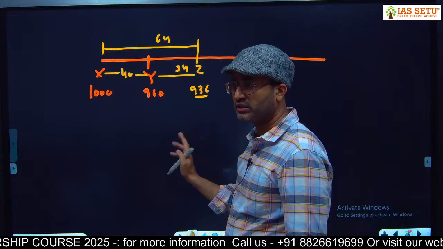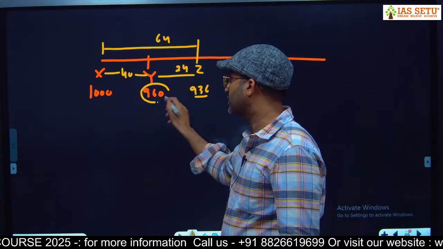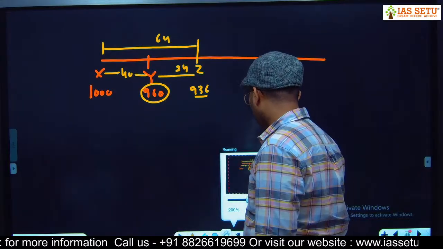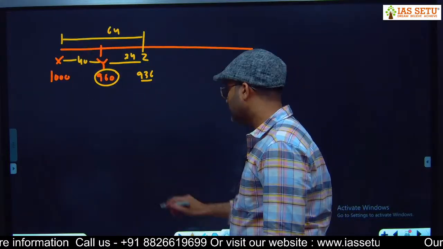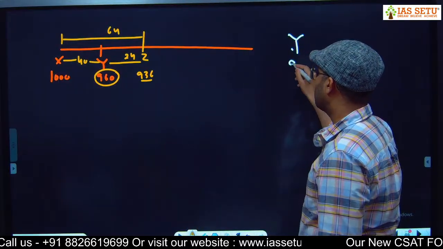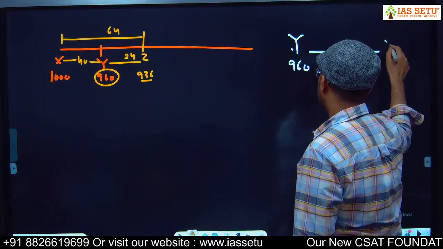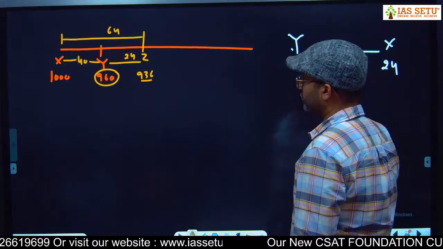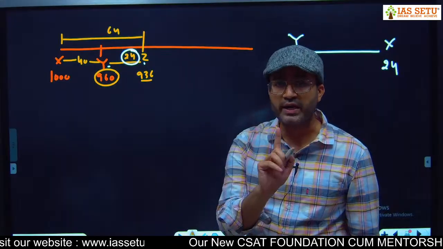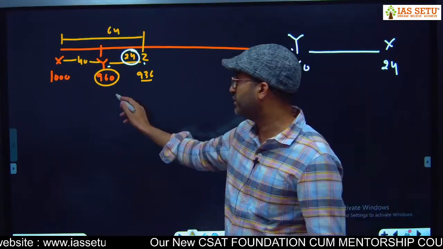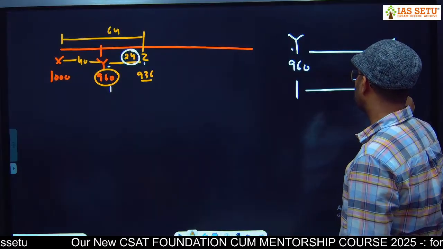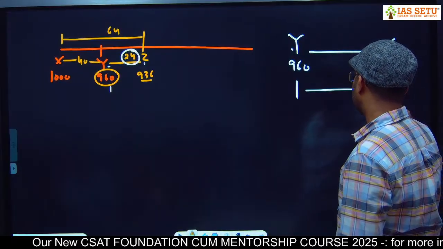24 is the wrong answer. 24 meters is when there is a race of 960 meters. So what you do, अब x को भूल जाओ, y पे ध्यान दो. If Y covers 960 meters, then Z gets a start of 24 meters. Y और Z के बीच में डिस्टेंस 24 मीटर है, but Y is not covering 1000 meters, Y is covering only 960 meters. If Y has to cover 1 meter, then Z will get a start of 24 upon 960.